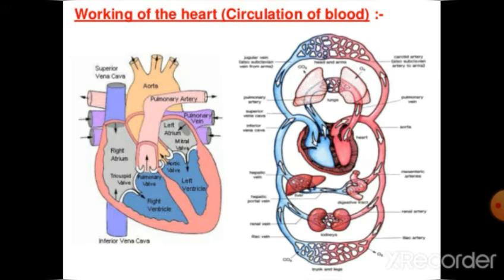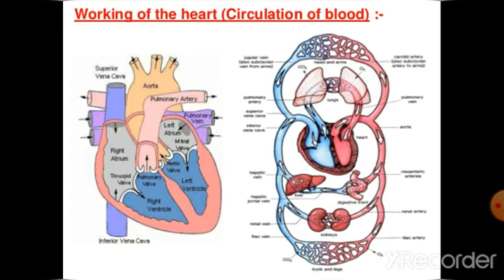We have two blood vessels. One is the superior vena cava, the second one is the inferior vena cava, which flow the blood into the right atrium. This blood is deoxygenated blood. The right atrium pushes the blood into the right ventricle through the tricuspid valve. From the right ventricle, blood is pushed into the lungs through the pulmonary artery.